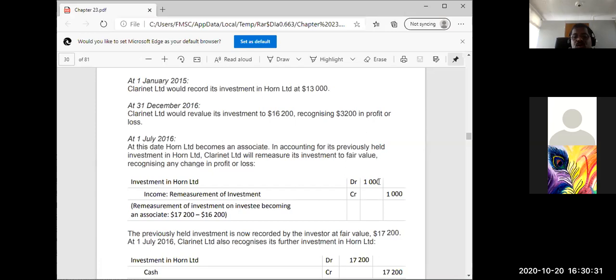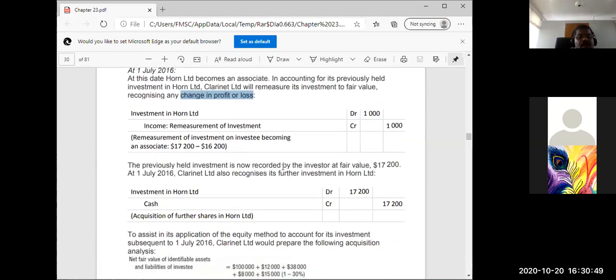So 16,200, 17,200, the difference is 1,000. Investment in Horn debit and the income account, profit and loss account, credit 1,000. That is the change, 1,000 profit and loss. The previous share is now recorded by the investor at fair value.